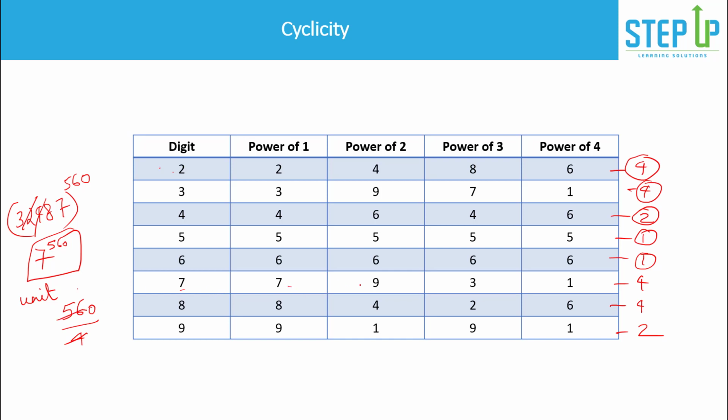That means the cycle of powers is 7, 9, 3, 1. That means the last digit of this number would be 1. So let's solve a few questions.